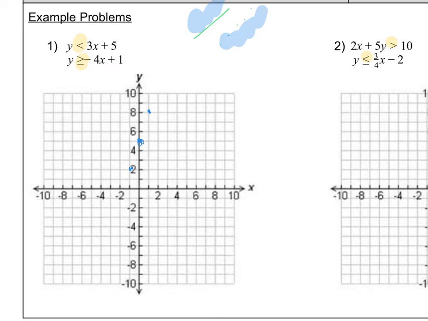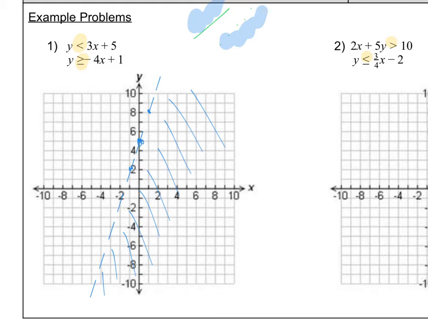So then we're going to take our straight edge and we are going to connect the dots with a dashed line. Not a solid line, a dashed line. So what this means is any point on the line is not necessarily included in our solution region. However, everything underneath this line would be, because it's a less than, so we'd shade underneath.